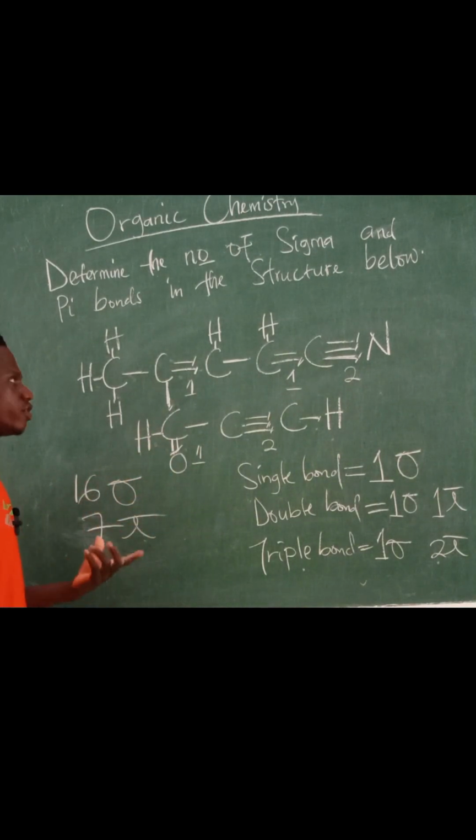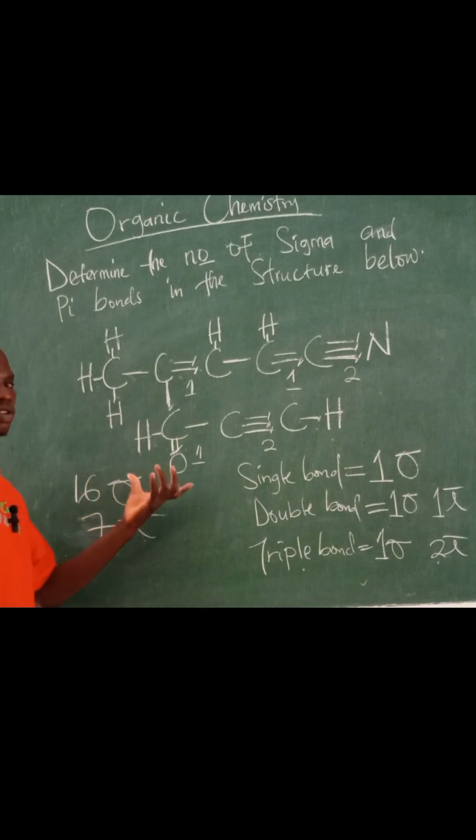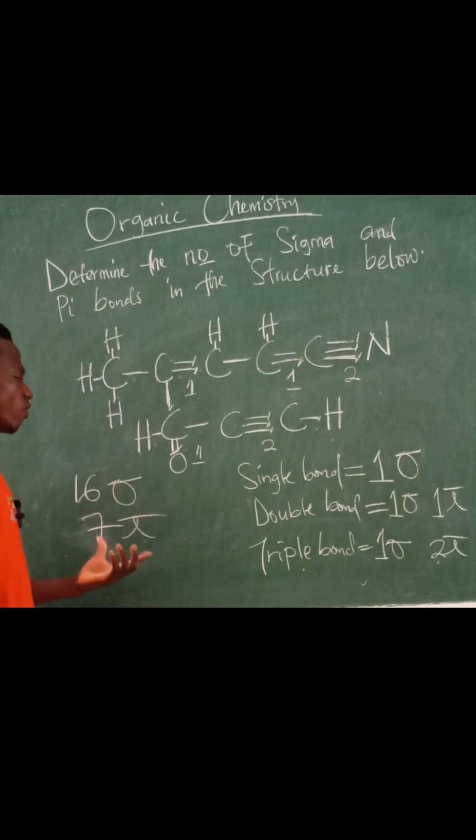So this is how you determine the number of sigma bonds and the number of pi bonds. Any question of this nature in your study of organic chemistry or in any examination. So with all this being said, I believe you understand how you can get the number of sigma and the number of pi bonds in any structure.